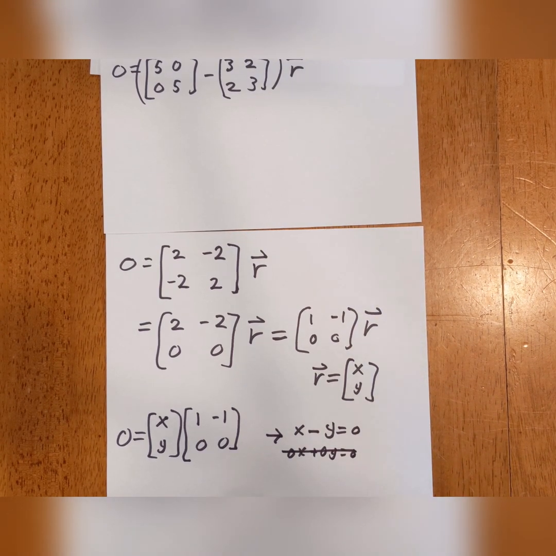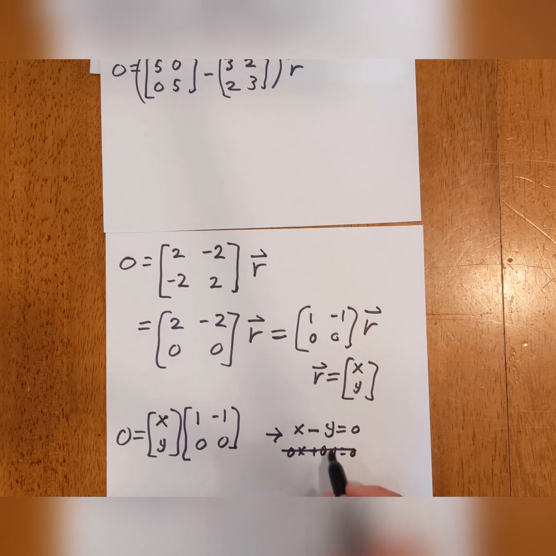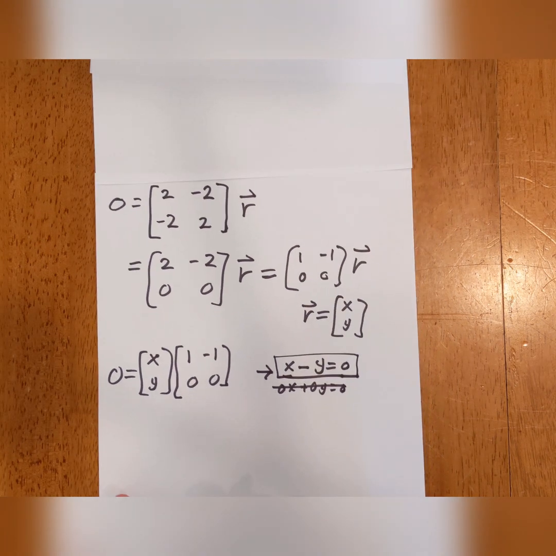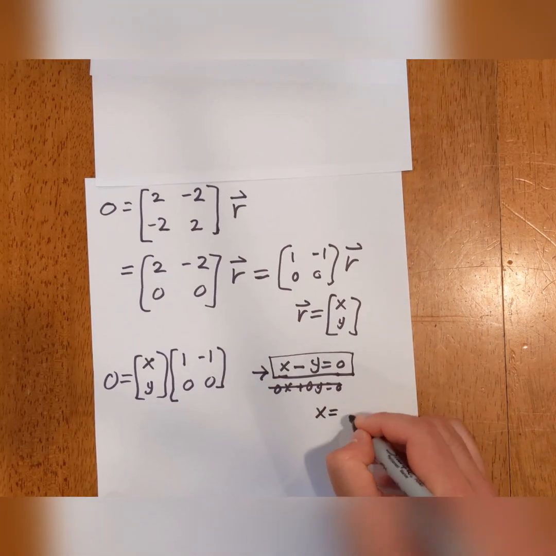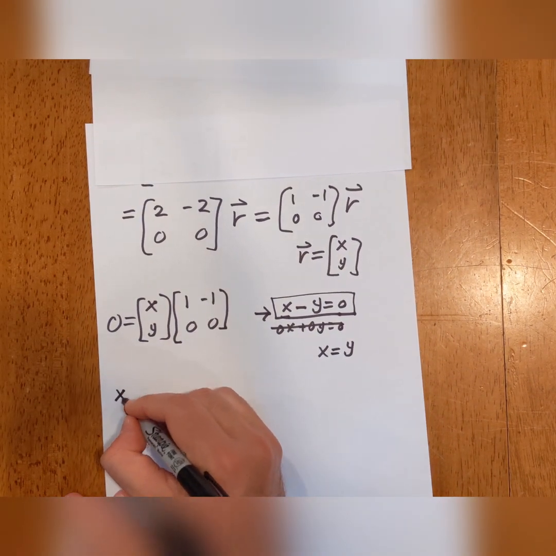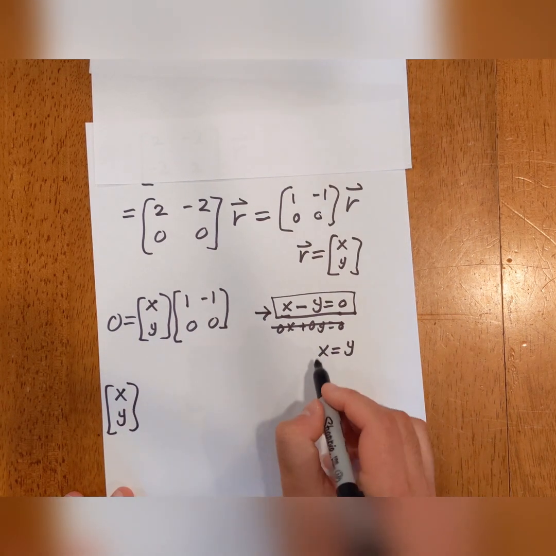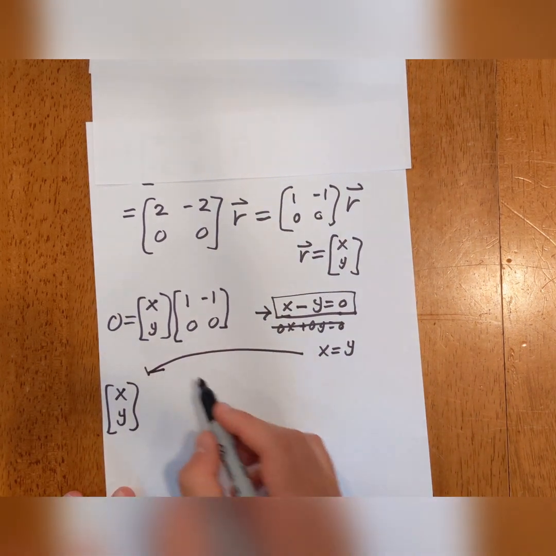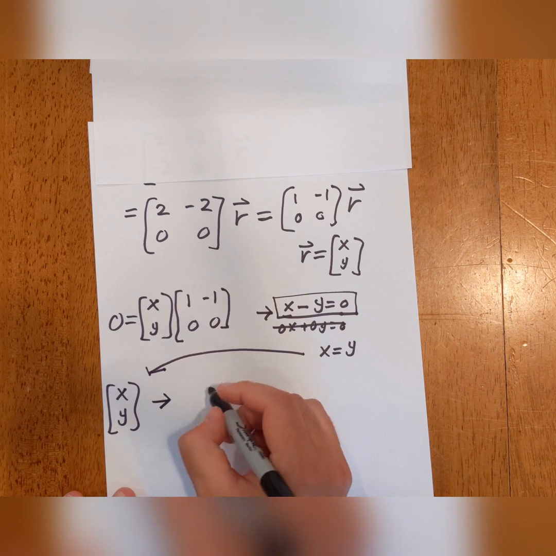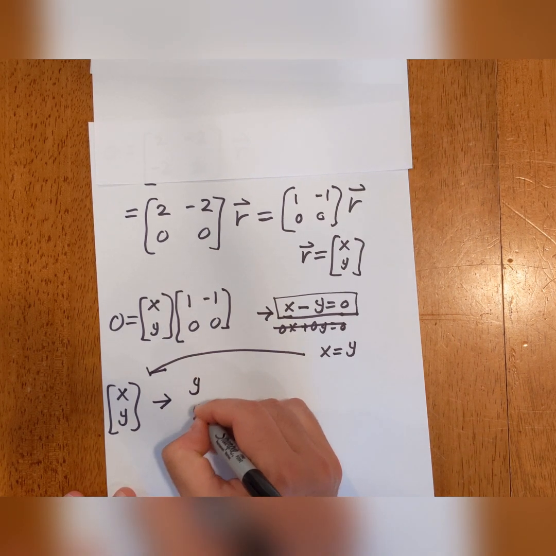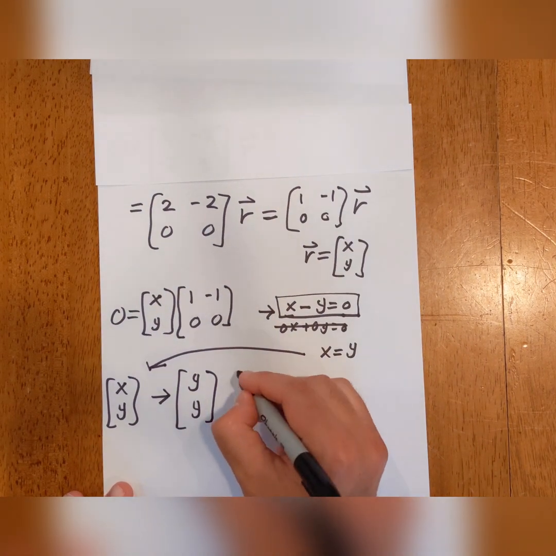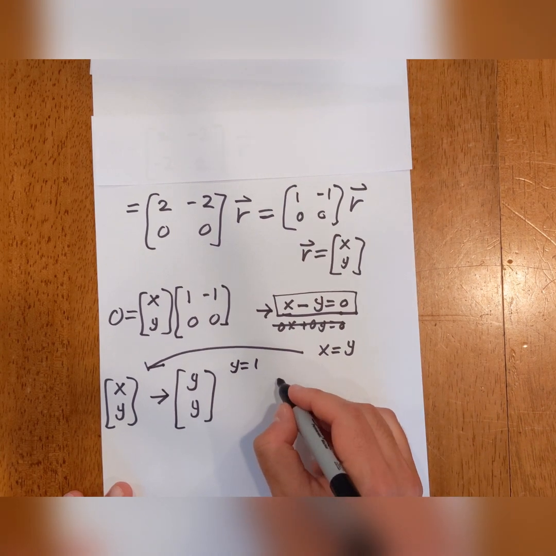Just like last time, we don't care about that second one because that's just a true statement. But now we look at this top one and we have a relationship between our x's and y's. So we can simply say that x is equal to y in this case. Then going back to our vector x, y, we can substitute y in for x, so it's y on the top, y on the bottom, the same exact thing. We can just set y equal to 1.